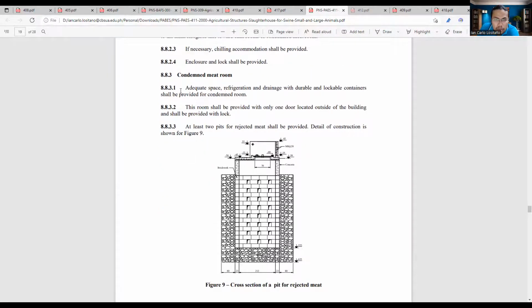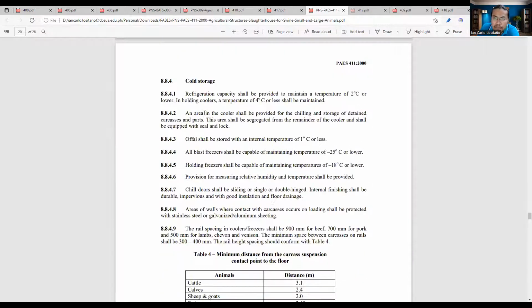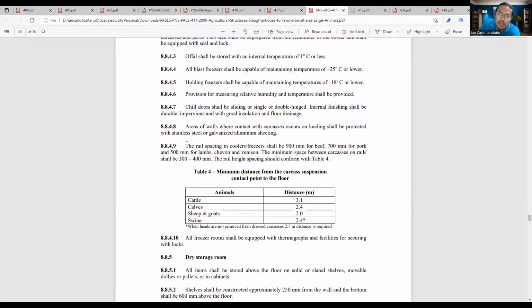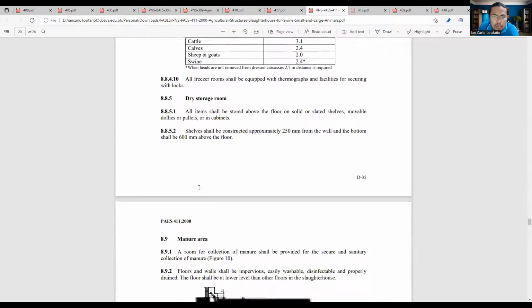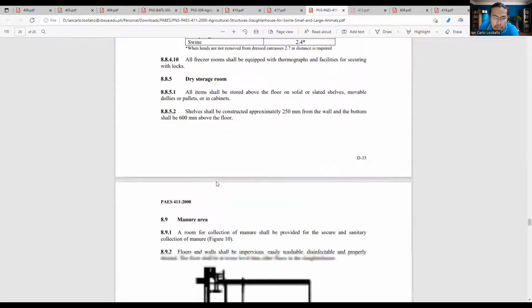And then you have your condemned meat room. Okay, this should be refrigerated. And at least 2 pieces for rejected meat shall be provided. Okay, and that is as shown. Okay, cold storage. This is now to facilitate the chilling of the carcass or the meat. This will be discussed further in environmental control engineering. We should be discussing HVAC or heating, ventilation, and air conditioning.